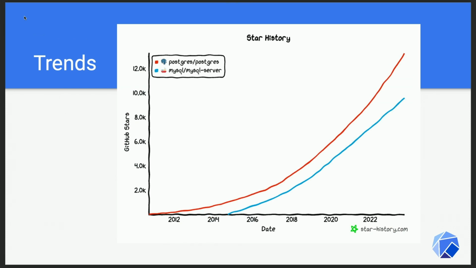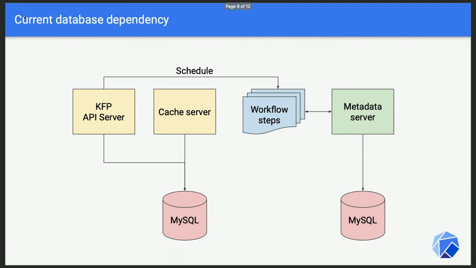We look at the PostgreSQL and MySQL GitHub stars, and we see that both of them have healthy growth and are very popular in the open source community. So we think it is valuable to provide a PostgreSQL alternative for people to choose what kind of database they can use in the Kubeflow solution.